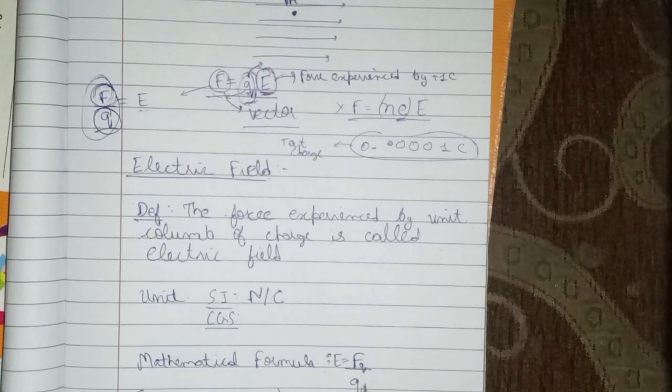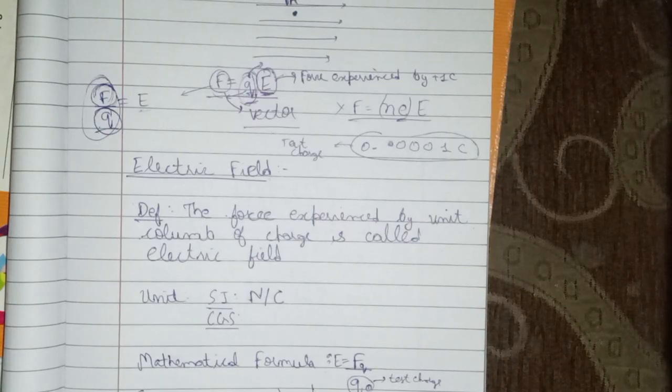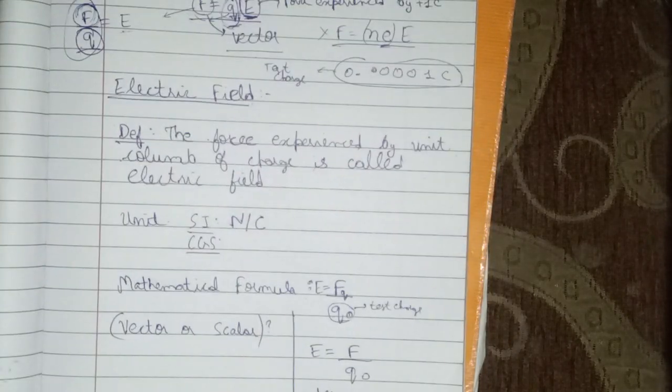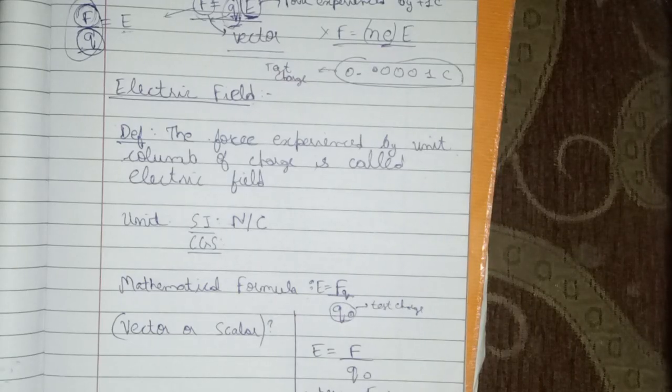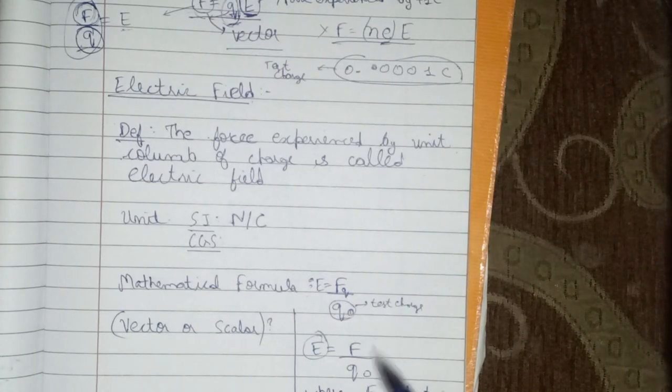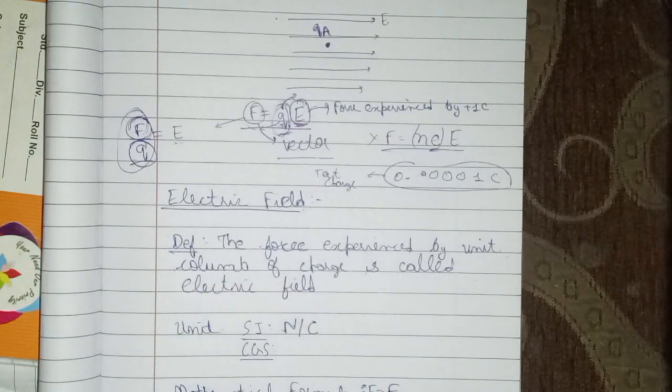More appropriately, just write F by Q naught. Q naught is used to show test charge, and always make a habit that once you write the mathematical formula, write what the variables are referring to. Here E is equal to electric field, F is equal to force on test charge, and Q naught is equal to charge on test charge. This final division would give us the force experienced by unit coulomb of charge. This is an indirect way to find the force on unit coulomb of charge.